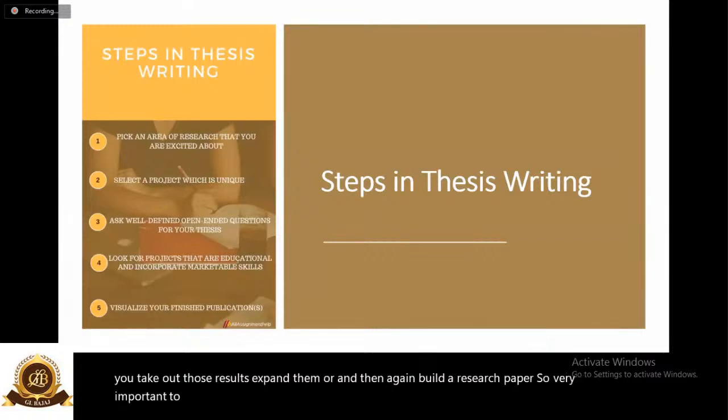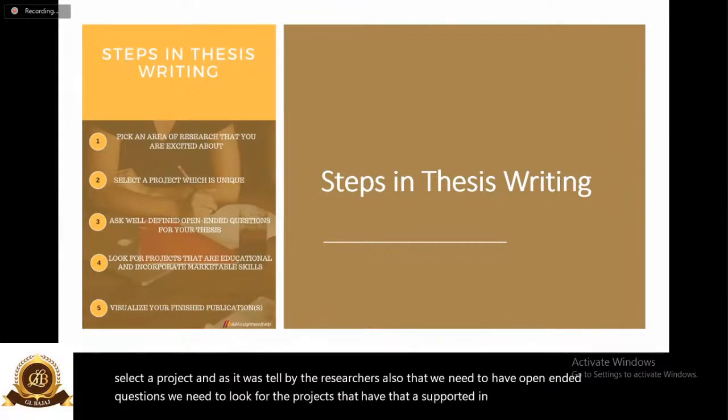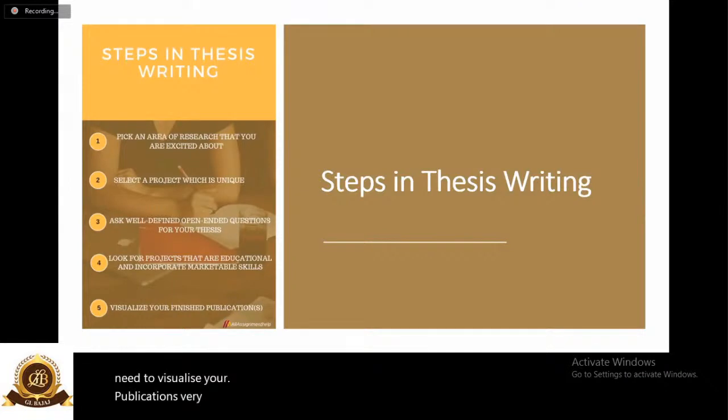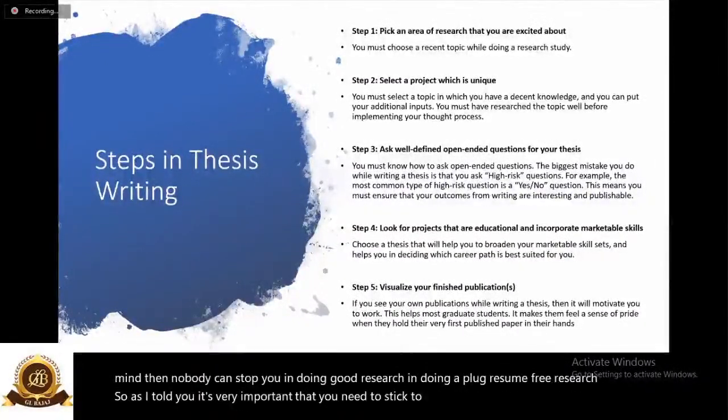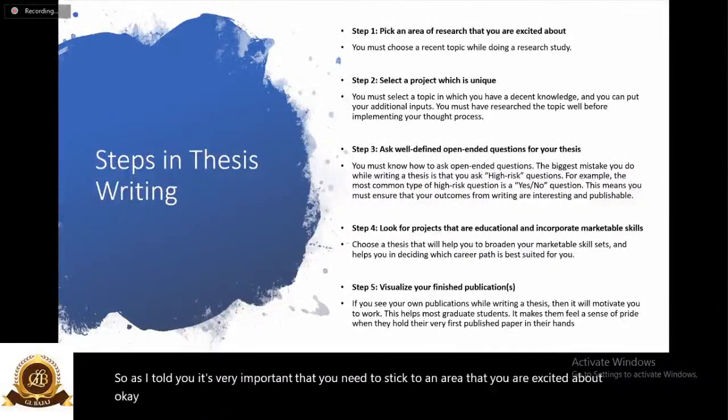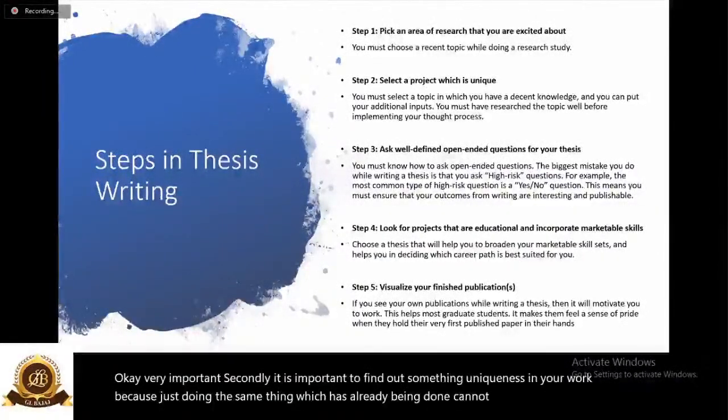Normally when we start thesis writing, we pick up an area, then we select a project. And as the researchers also told, we need to have open-ended questions. We need to look for projects that are well supported in the market, and you need to visualize your publications. Very important. If you have the goal in mind, if you have the visualization in mind, then nobody can stop you from doing good research, a plagiarism-free research. As I told you, it's very important that you stick to an area that you are excited about. Secondly, it's important to find uniqueness in your work, because just doing the same thing which has already been done cannot be very fruitful. So you need to focus on uniqueness.